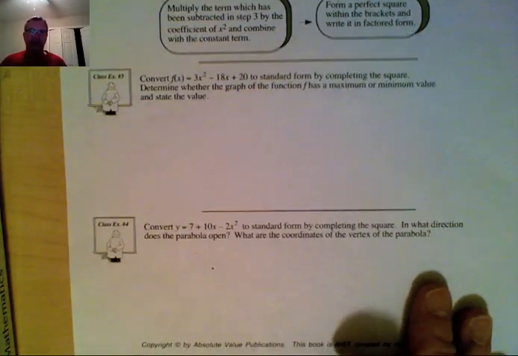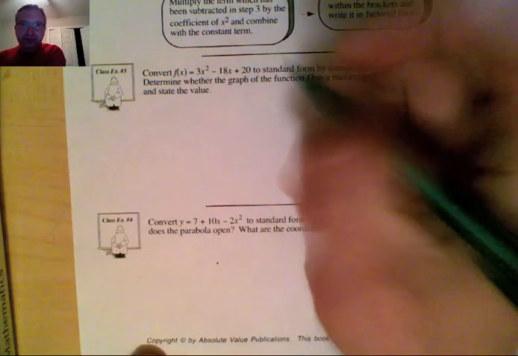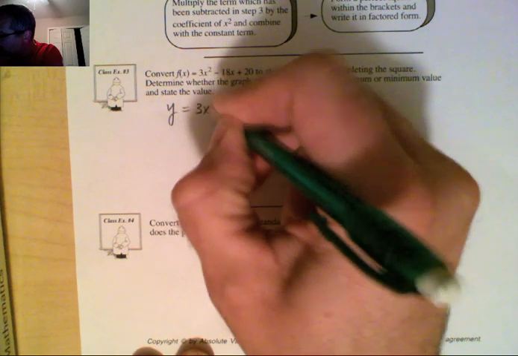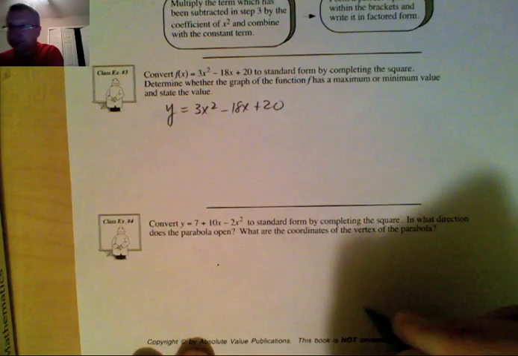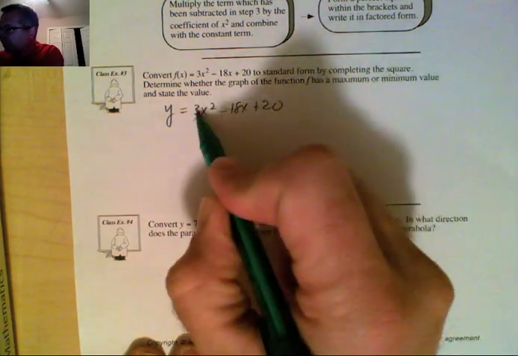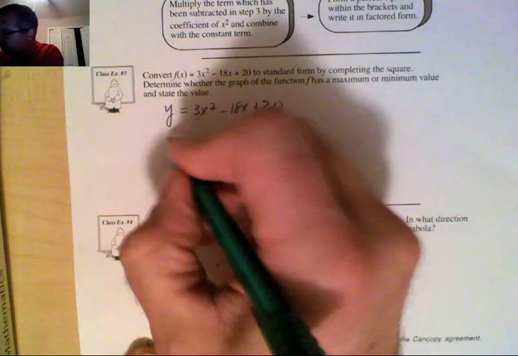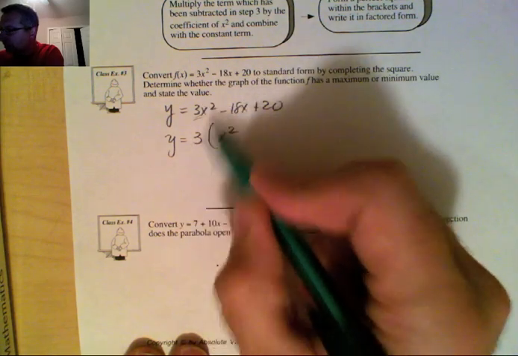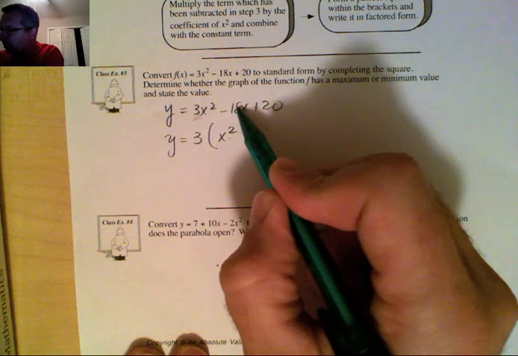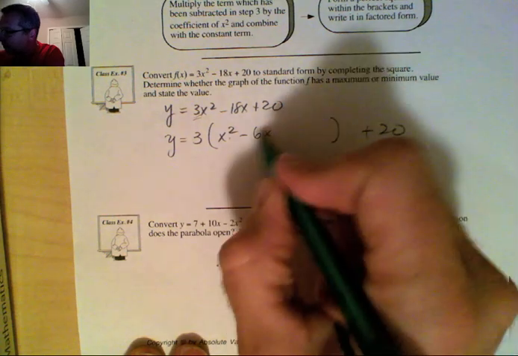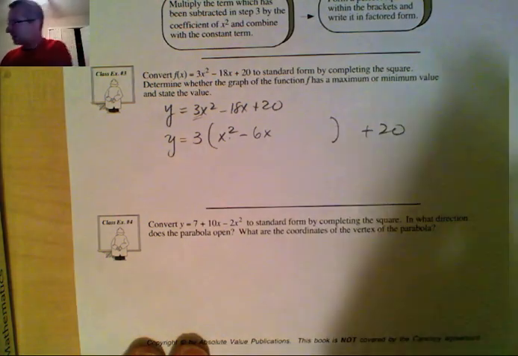Well, how do we do that? If we look at this particular equation, it is y equals 3x squared minus 18x plus 20. It says take out the coefficient of the x squared term from the x squared and the x. So basically what you're doing is taking out a common factor of 3 in this case. When you divide 3x squared by 3, you're left with x squared. When you divide negative 18 by 3, you get negative 6x. Now, leave some space. You're going to see why. We're going to write some things in there in a second.